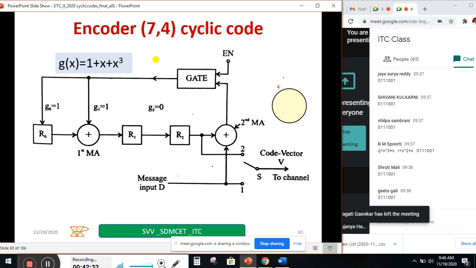This is the diagram. G0 equal to 1, G1 equal to 1, G2 is 0, hence there is no connection. G3 is always 1. So copy down this: R0, R1, R2. As it is, you copy down. If you feel any difficulty, you can ask. You can type your question in the chat box, and if somebody wants to answer, you can answer there only in the chat box. Otherwise, I'll try.